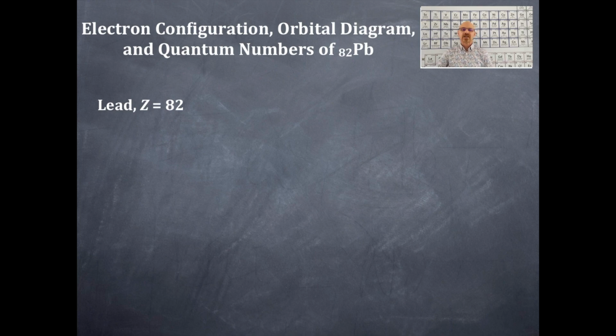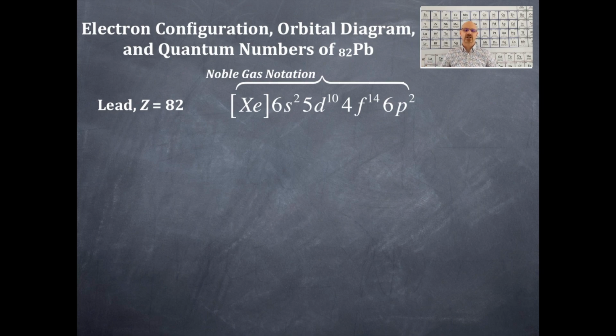So, you're going to find the noble gas that is prior to 82, and that would be xenon. We have done this before, actually, using xenon many times. So, xenon in brackets, 6s2, 5d10, 4f14, 6p2. This is a noble gas notation. I've mentioned this a number of different times, sporadically every now and then in the videos. So, we got the electron configuration, and we're going to get the orbital box diagram of the same thing.